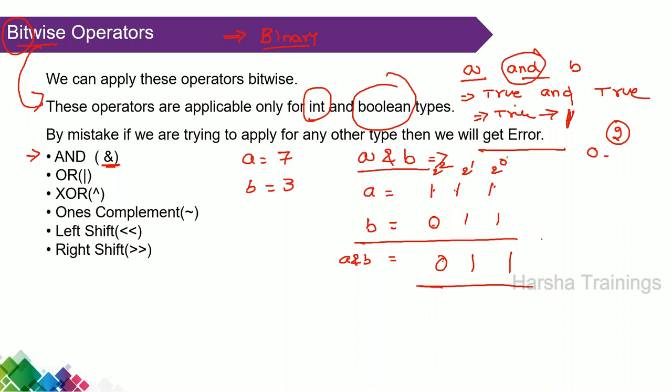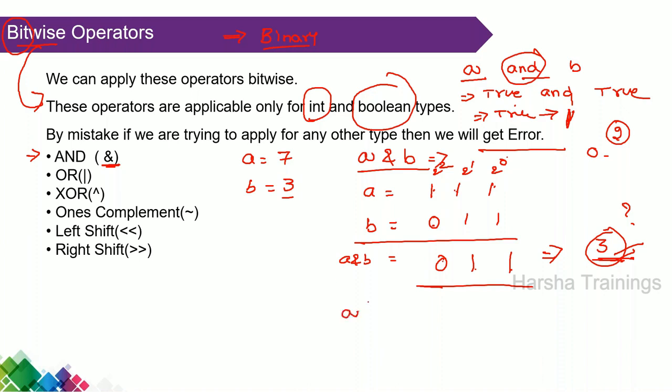Now, how to do? The result is displayed again in decimal format. Convert into decimal. So, how do you convert into decimal? 1 into 2 power 0 plus 1 into 2 power 1. The answer is 3. So, remember here the value is 3. That is the reason the answer is 3. For this example, we got the answer as 3. So simply what you have to do, perform the calculation and then convert into decimal.